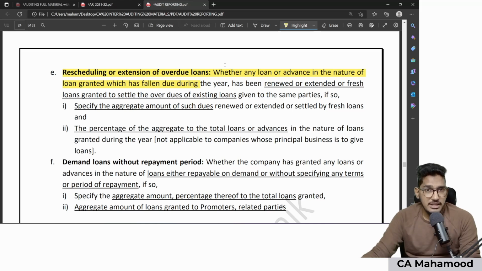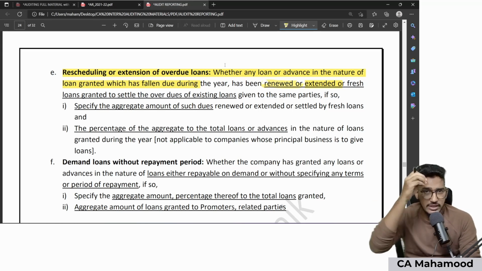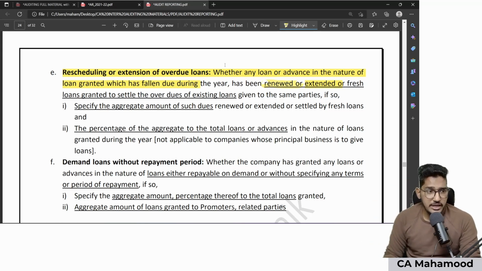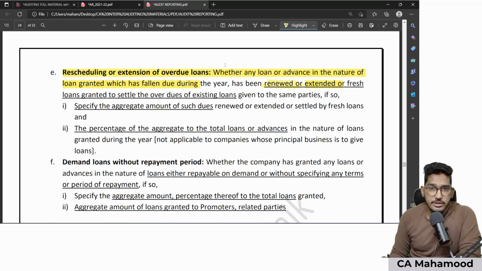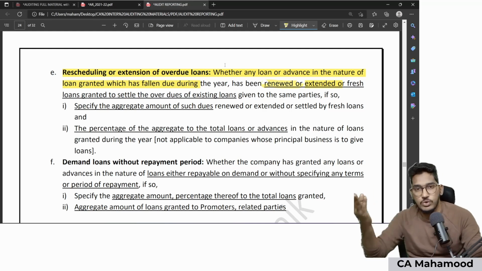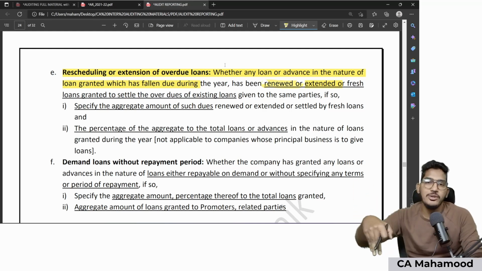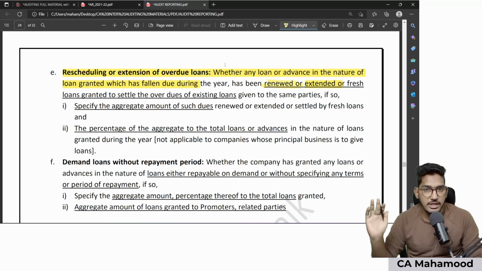But instead of collecting the money of the loans which have fallen due, what your client is doing is they are either renewing it or extending it, or a fresh loan is given to the same party to settle the old loan. Did you find any of these transactions? Your client has given a loan in the past which has fallen due in the current year, but instead of collecting it, they are either extending or renewing it. That means they are extending the due date, or for the same party they are giving a new loan, and out of that new loan, he is repaying the old loan. Nothing but an indirect way of extending only.